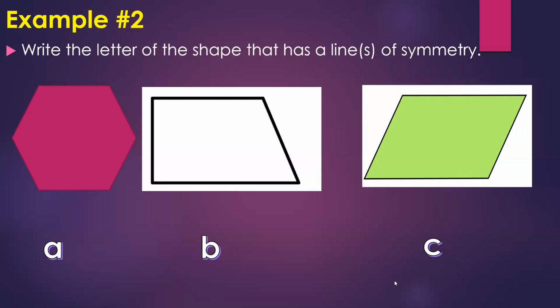Again, you don't have to write this down. I just want to see if you know how to do it. Write which letter has a line of symmetry. A, B, or C. All right. Which letter has a line of symmetry? A, B, or C.